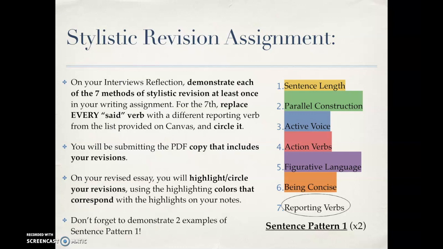You will be submitting the PDF copy that includes your revisions, your stylistic revisions. On the revised essay, you got to highlight or circle your revisions and make sure that the highlighting colors correspond with the highlights that you have on your notes. So again, you can see it on the right-hand side. Number 1, if you're going to vary your sentence length, you're going to highlight your demonstration of varied sentence length in yellow as it is on your notes. Also, don't forget to demonstrate 2 examples of sentence pattern 1, one with a conjunctive adverb and one without.